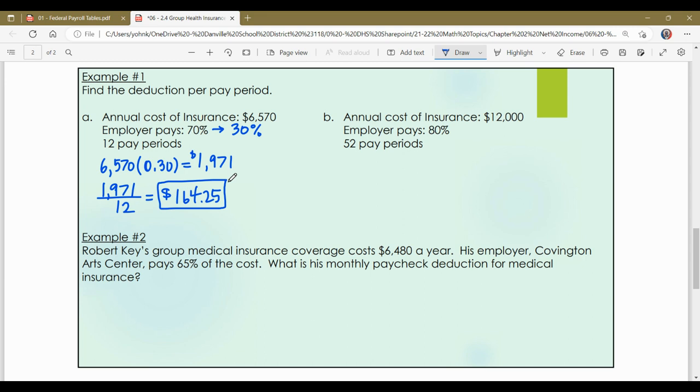So if it's a choice of you want to get health insurance on your own through another company, or if you want to get health insurance through the company you work for, you might want to figure out what your monthly deduction is to see which company is cheapest.